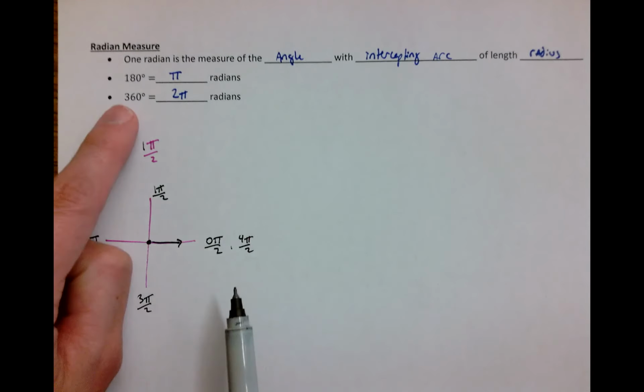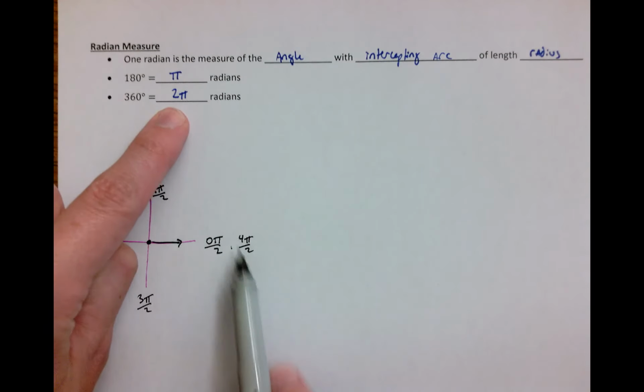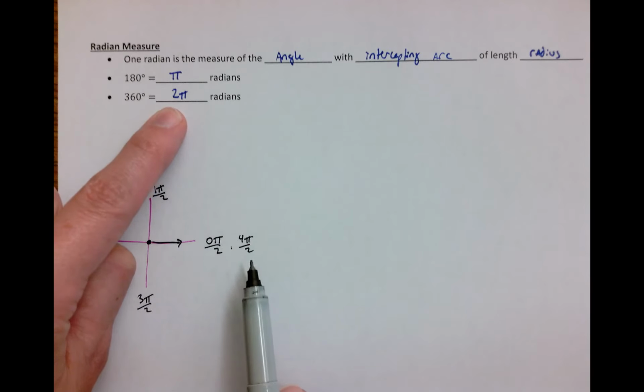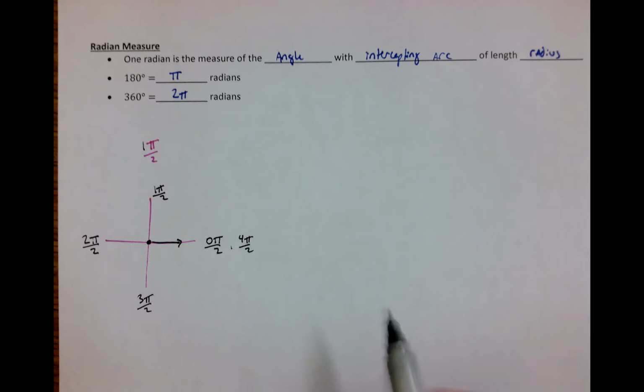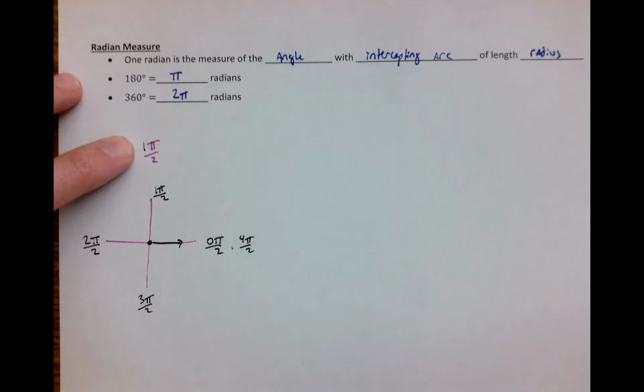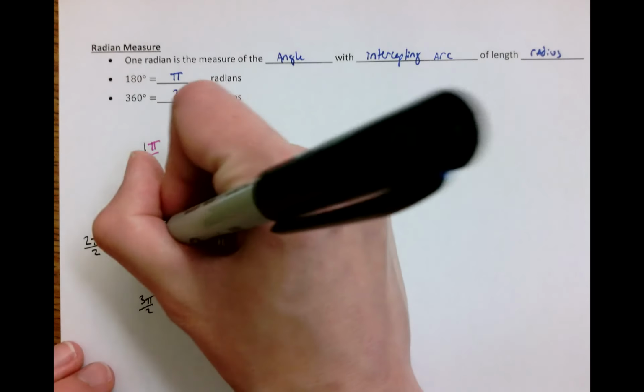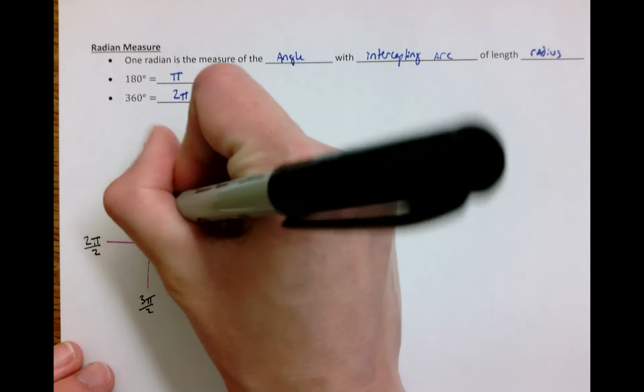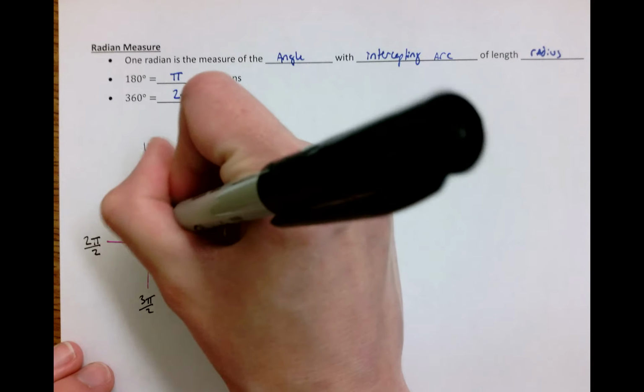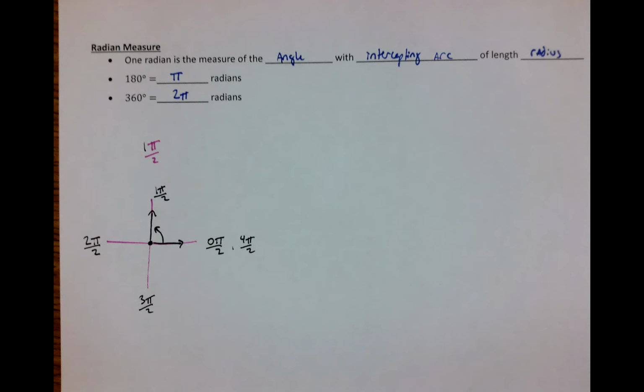And that makes sense because I know 360 degrees should equal 2 pi. And 4 over 2, that simplifies to 2, right? All right, and then that lets me figure out pretty easily where my 1 pi over 2 is. That was actually the same as a 90-degree angle. So that's going to go here, and there's my angle. Okay, so we're using this common denominator thing to help us out.